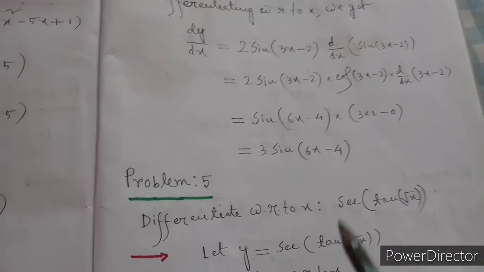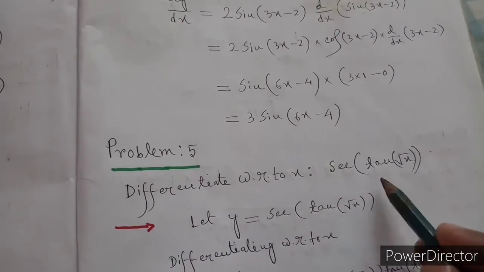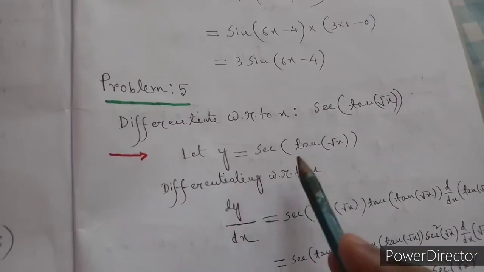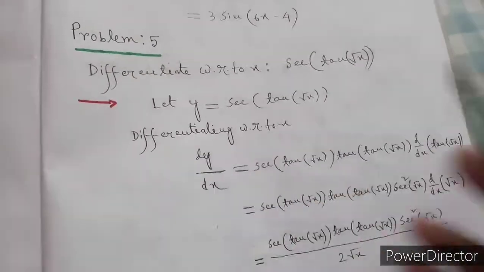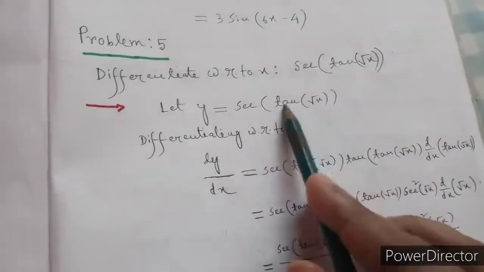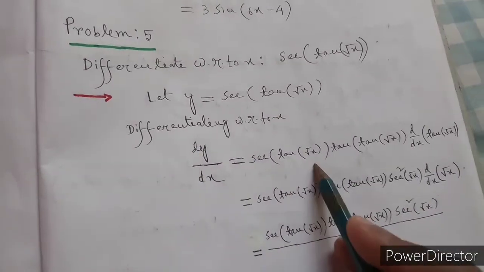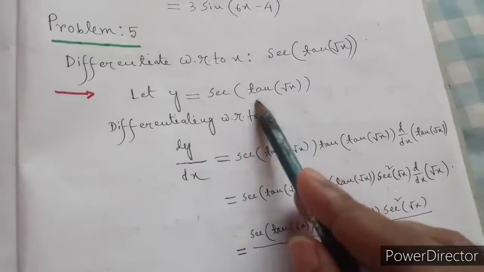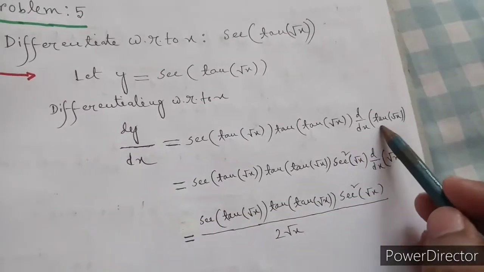Now, problem number 5. Differentiate with respect to x sec tan root under x. How to solve it? Let y equal to sec tan root under x. So differentiating with respect to x, we get, the derivative of sec x is what? Sec x tan x. So sec of this one into tan of this one, sec tan root x into tan root x. Now the derivative of tan root x, so d/dx of tan root x.